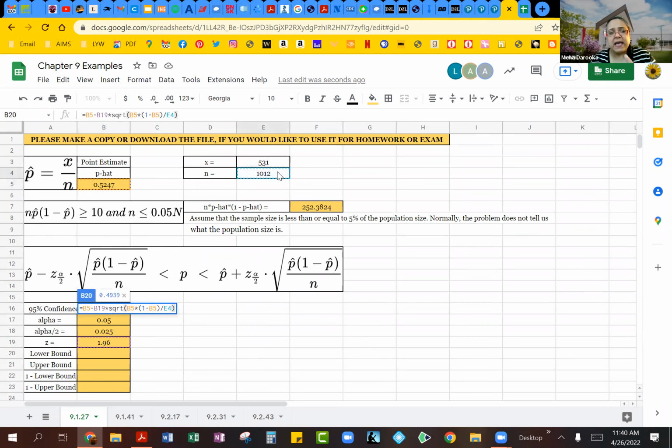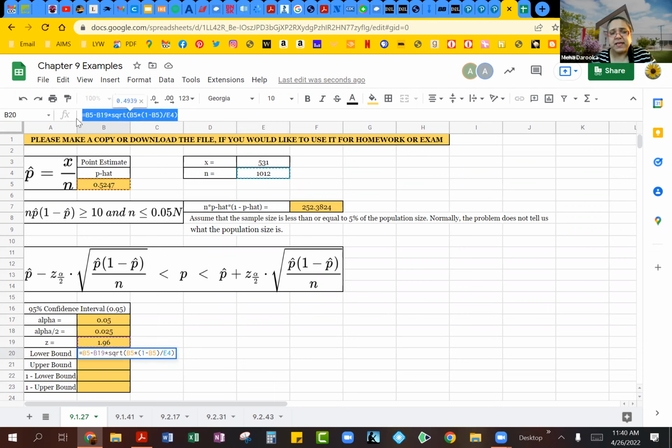So again, you will see I am completely basing everything by using the cells instead of typing in the numbers, because again, when you guys go in and put in your x and n values, all of this should automatically be calculated for you. So that's our lower bound. Again, p hat minus z sub alpha 2, then multiply square root of p hat times 1 minus p hat, and then divide that whole thing by n. Now this is the same formula for the upper bound.